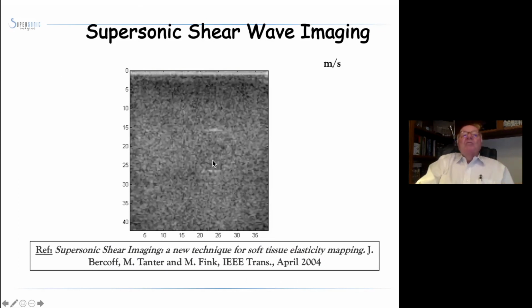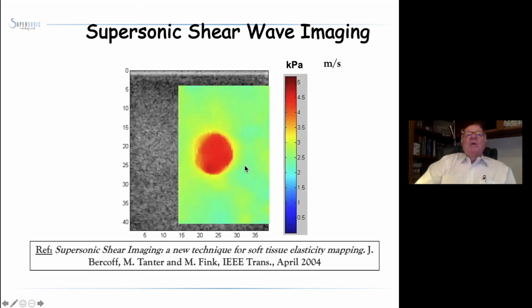stiffer inclusion inside. Now, from a B-mode standpoint, it's difficult to see the difference, but using shear wave elastography, this is the kind of image that is being built. You see that this zone, which is stiffer, in fact, is measured at between 4.5 and 5 kilopascal, which is definitely much stiffer than the surrounding in here, which is a greenish, yellowish color. So this is how this works.